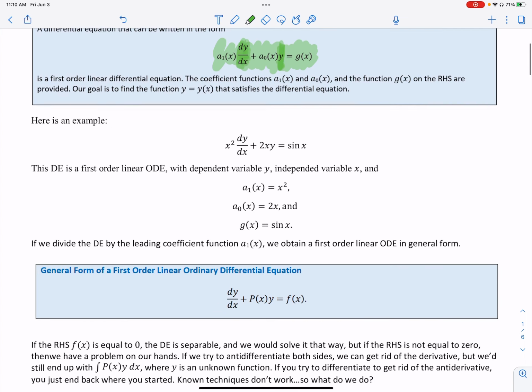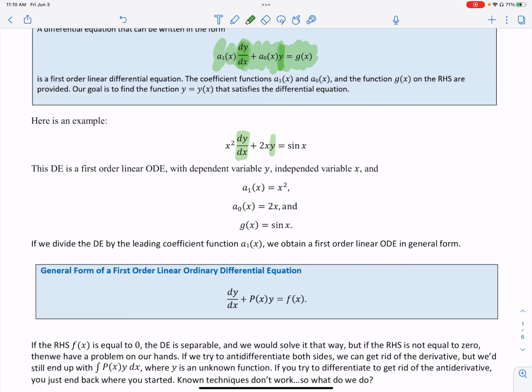So here are a couple examples of a first order linear DE. Notice that the first derivative is the biggest one with y. There are no other y's. The first derivative and y. Everything else is a function of x out front. So we're good. So that is a first order linear.